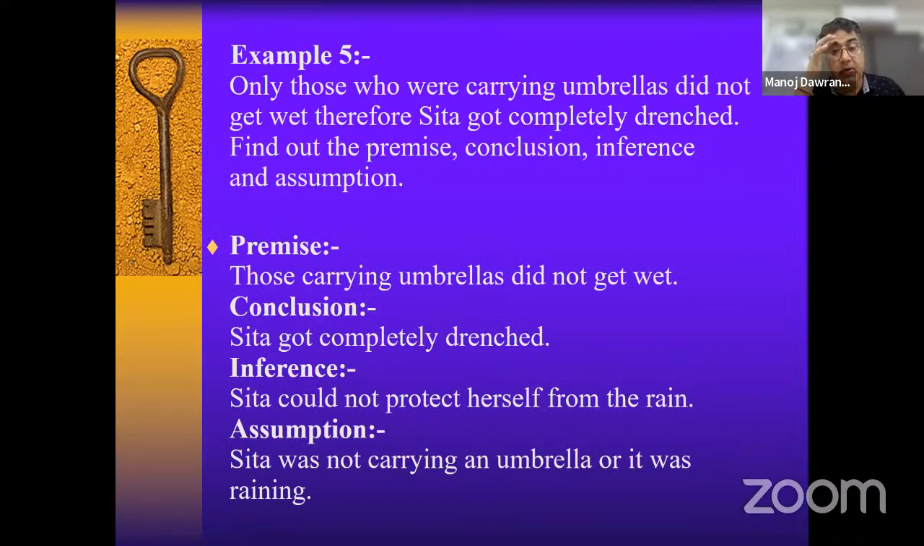Those who were carrying umbrella did not get wet. Very good. Conclusion is Sita got completely drenched. Assumption is she's not carrying the umbrella. Right. Now the inference is there was no other way to protect from rain. So she couldn't protect herself from rain. That is an inference. Premise leads to conclusion. In between them, there's an assumption. On the basis of a conclusion that she was drenched, you figured out that there was no other way she could have protected herself. Right? So inference is Sita could not protect herself from the rain.